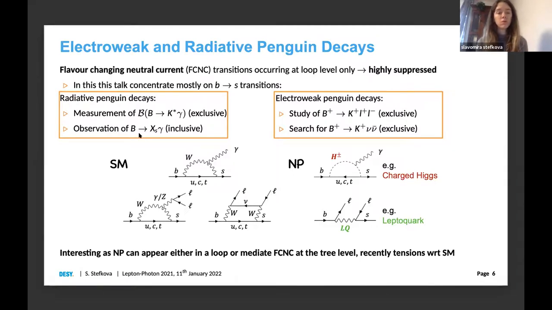So first of all, I will cover the B to K star gamma, inclusive and exclusive. And then I will move on to the electroweak penguin decays. From there, I will show B to K l l and B to K nu nu. Of course, these decays are very interesting because recently there have been tensions observed with respect to the standard model, and of course, they could come from new physics scenarios.